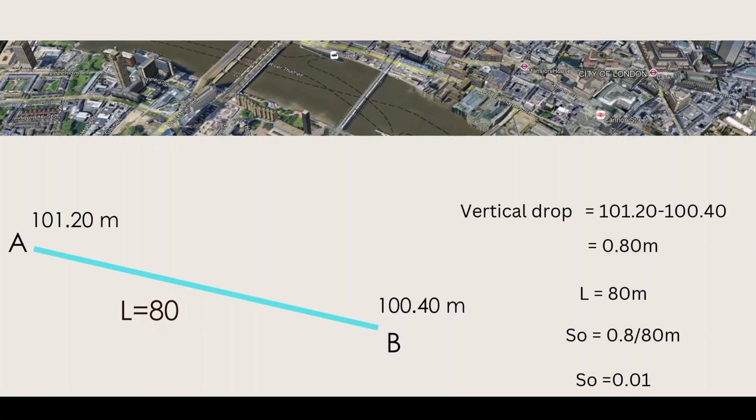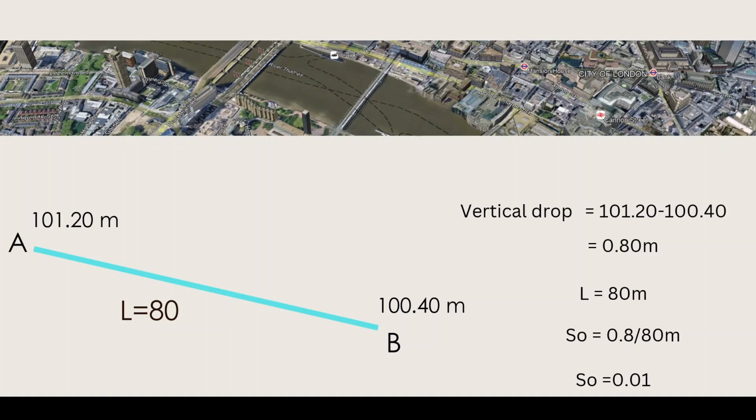What you really have to do is calculate the vertical drop. The vertical drop is the value at the upstream side, which is 101.2 meters, minus 100.4 meters at the downstream side. This gives us a vertical drop of 0.8 meters. We have to know the length of our pipe. In this case, the length of the pipe is 80 meters. Therefore, our slope becomes the drop divided by the length, which is 0.8 divided by 80. This gives us a slope of 0.01.